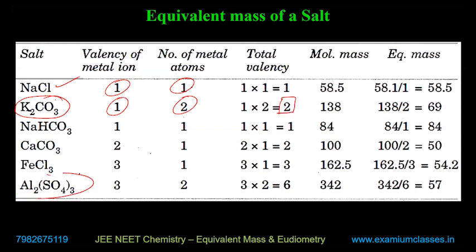Understand this last one, Al2(SO4)3. What is the valency of the metal? 3, but how many atoms are there? 2. So the total valency will be 6. So we will not write just the valency of the metal. We will write the total valency, and total valency simply is the valency of one atom multiplied by how many atoms are there. That's it.